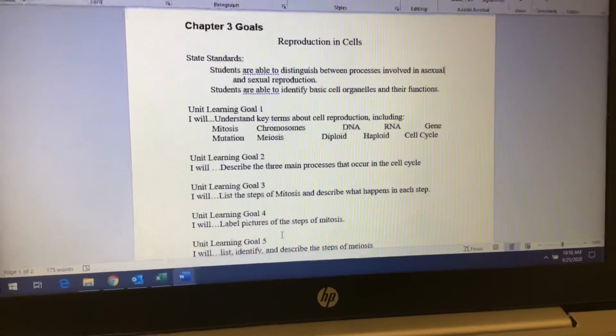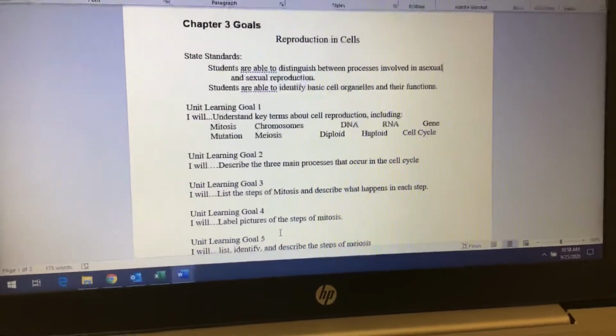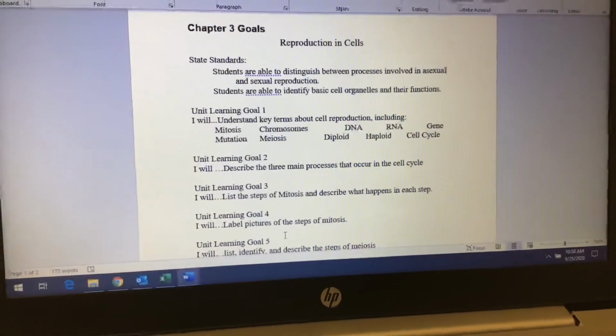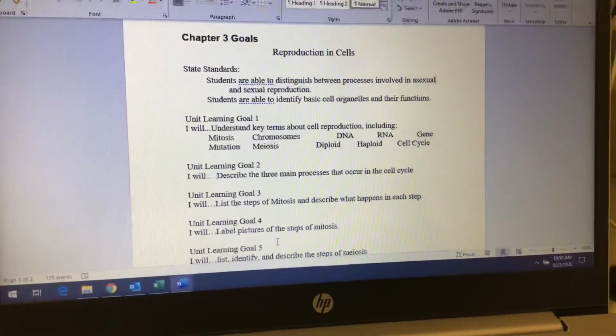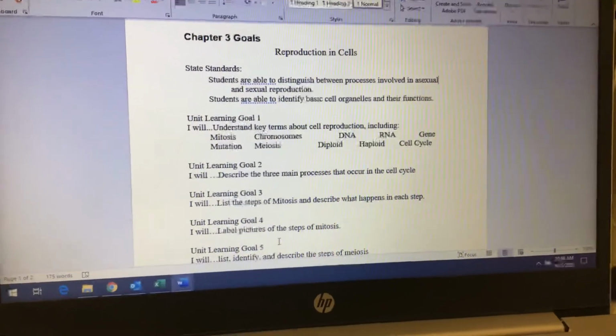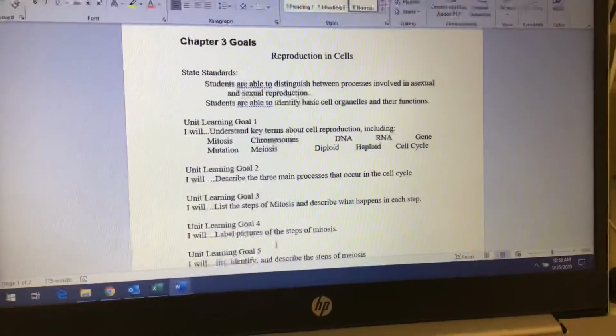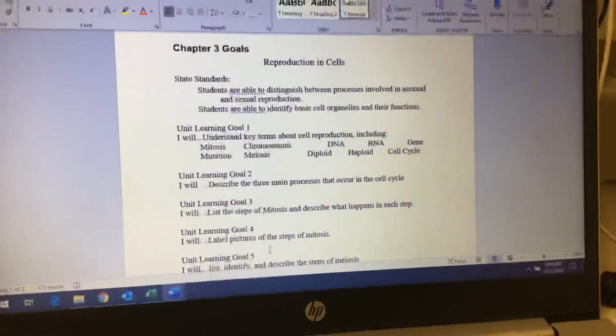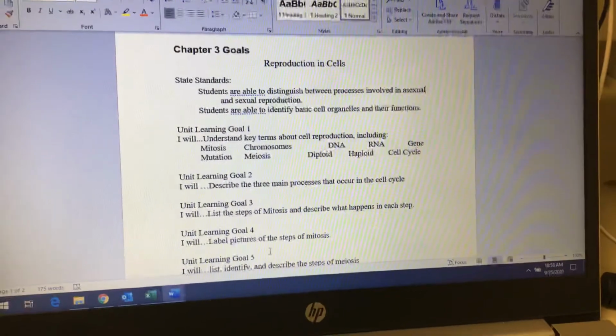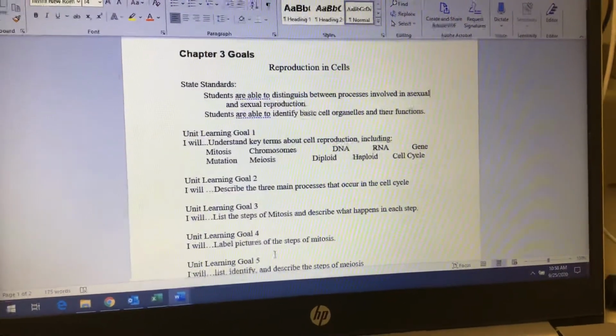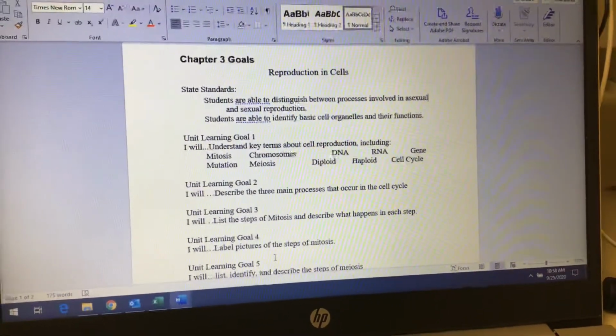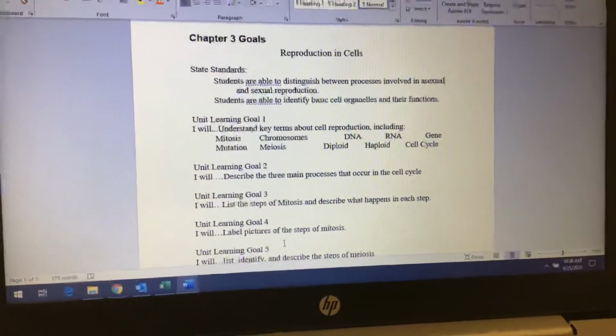But first of all, you should be able to distinguish between asexual and sexual reproduction. So we're going to get into that. Asexual is one parent. Sexual reproduction is two parents. So we'll get into that and the steps of each of those, and then continue to know the different organelles and what they do.